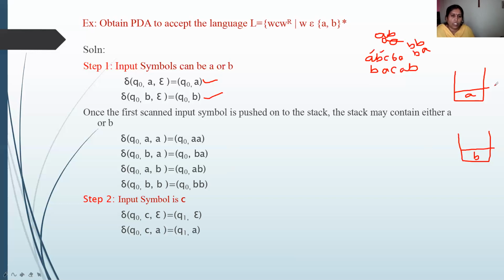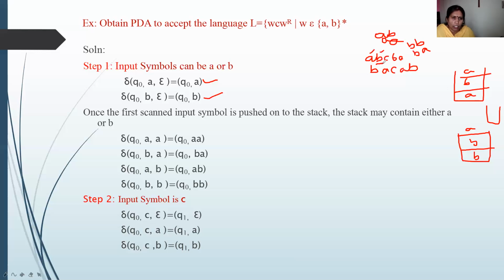Similarly, the stack may contain A on top, or B on top, anything can be there, or it can be empty also. For the empty case we have written the transition. If input is C and top of the stack is A, just change the state, let the stack content be as it is. Similarly, if input is C and top of the stack is B, just change the state, don't make any changes to the stack content.